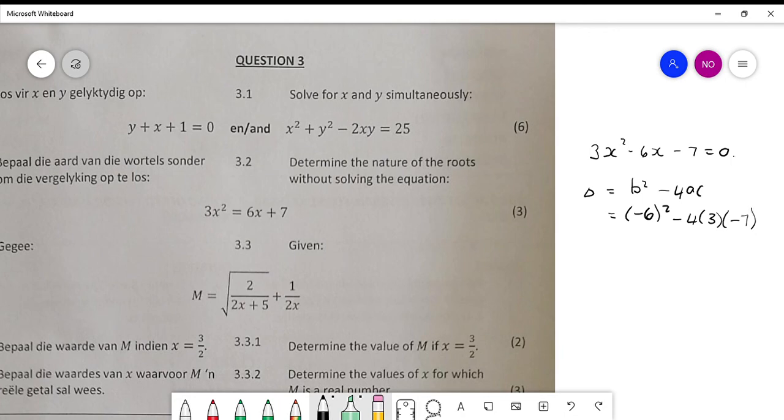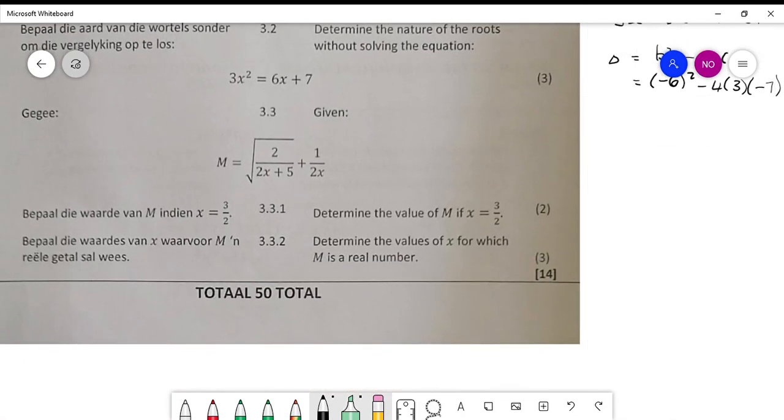Okay. Goed, dan by 3.3.1 het julle goed gedoen. Jy moes letterlik net daai daarvan instel het. Okay, now. For 3.3.2. Ai my mense. We talked about this. Ons het so julle in die klas gedoen. When we are busy with this bad boy, you have to keep in mind that that has to be bigger than 0.